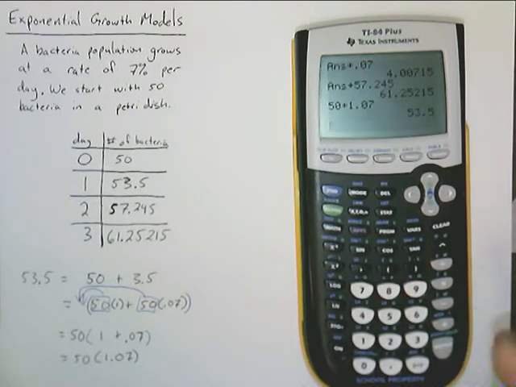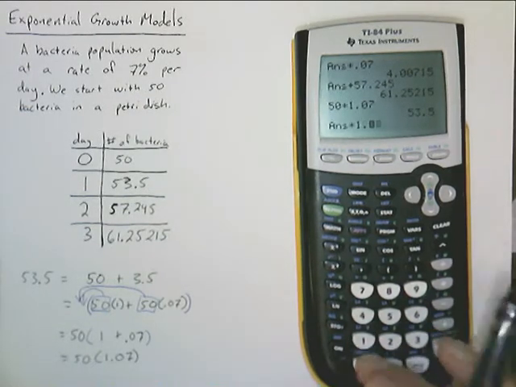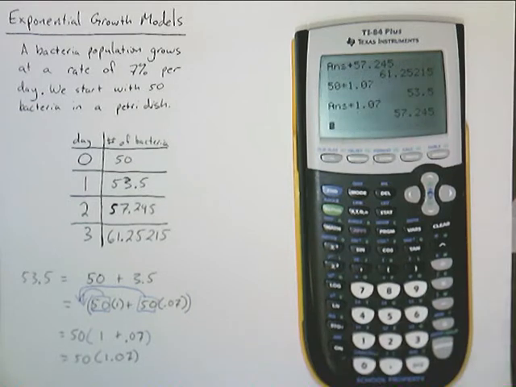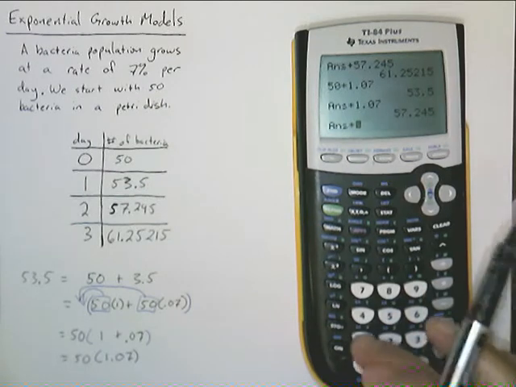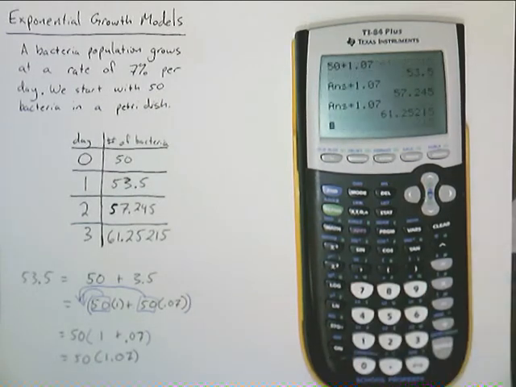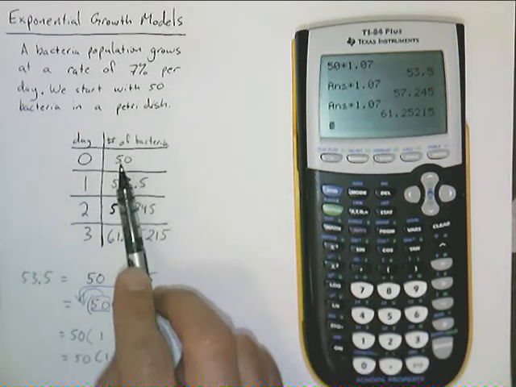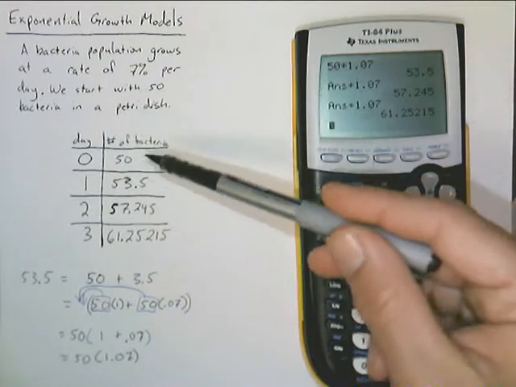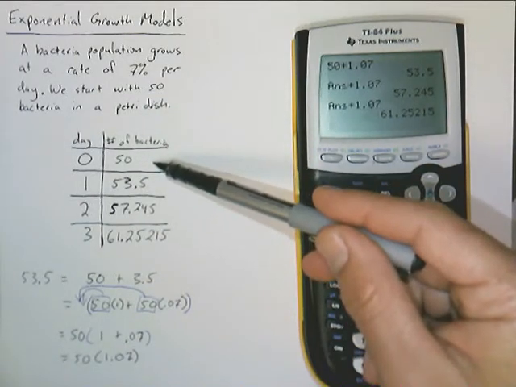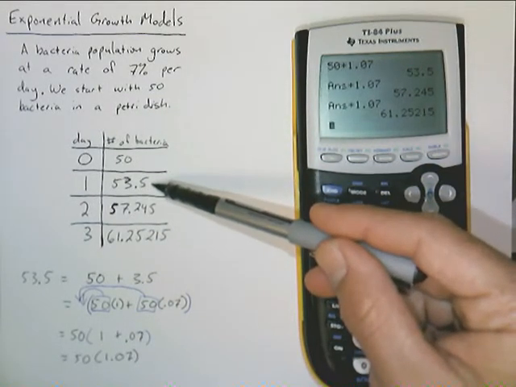Now if we take 53.5 and multiply that by 1.07, yep, that gets us 57.245. Multiply that again by 1.07, yep, 61.25215. So what's going on here really is we're starting with this value of 50, and then the pattern is that we're going to multiply by 1.07 to get to the next stage.